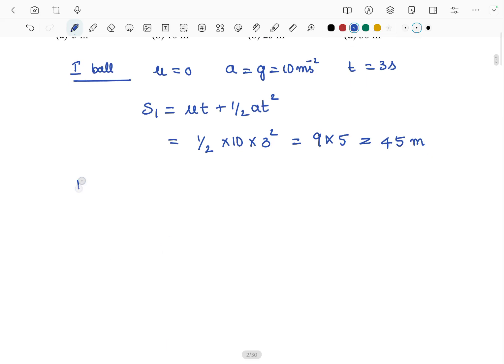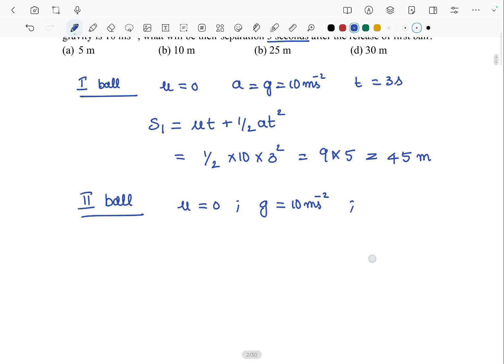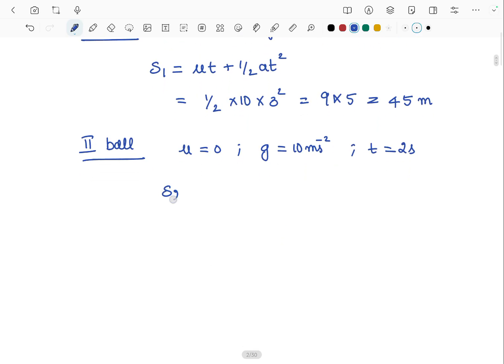Now similarly, let's check it for the second ball. What is going to be the distance traveled for the second ball, which is also dropped from rest? u is equal to 0 and again g will be equal to 10 meter per second square. Now what is going to be the time? At an interval of 1 second, so it won't be 3 seconds, it should be 1 second less, therefore your time is equal to 2 seconds. Let's find out what S2 is. S2 will be equal to half into 10 into 2 square, which becomes 20 meter.